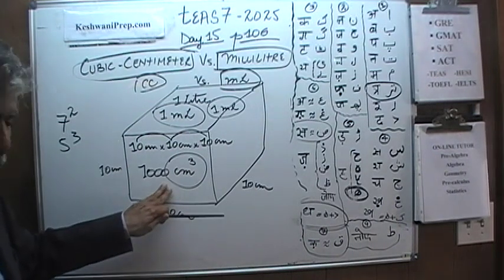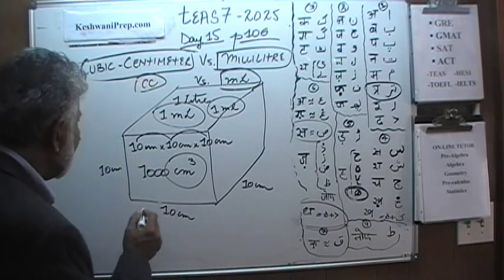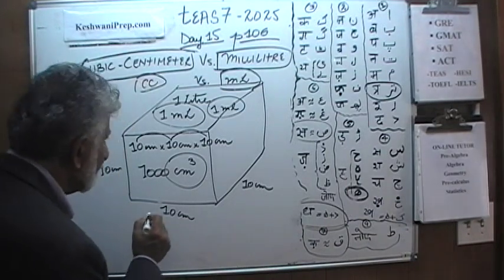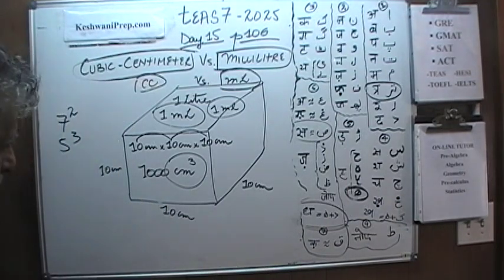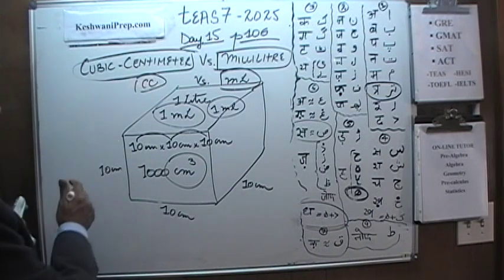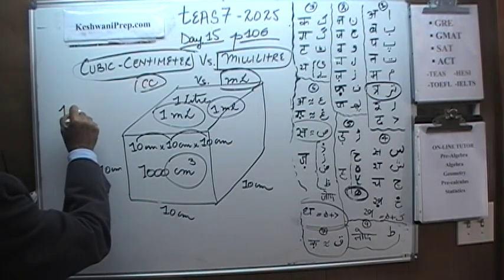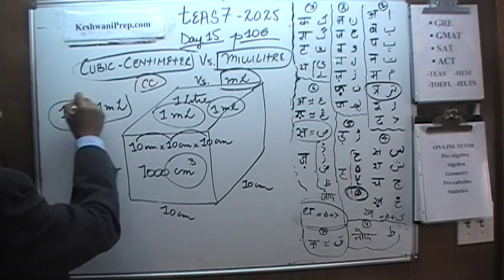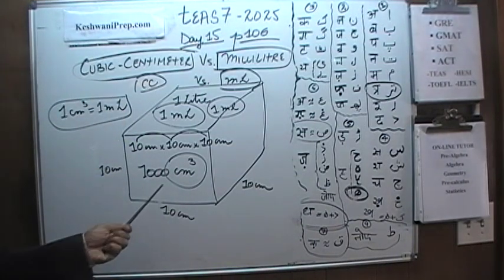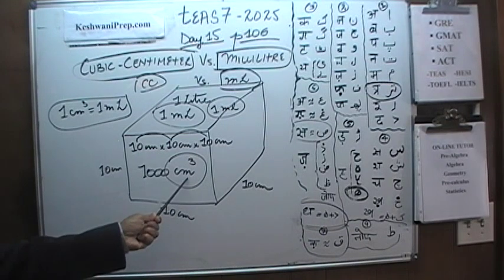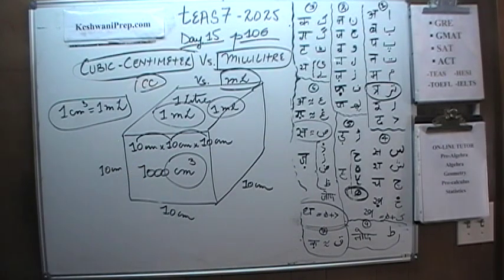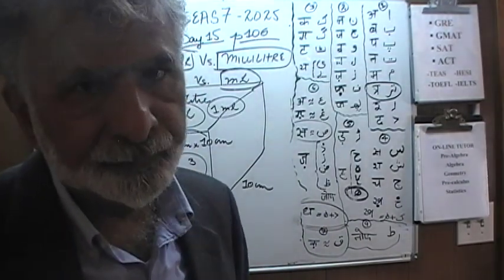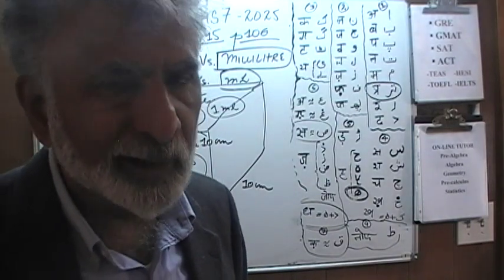And since this thing has a volume of 1000 cubic centimeter, therefore, 1 cubic centimeter must equal 1 milliliter. There we go. Because it has a volume of 1000 cubic centimeter and it holds 1000 milliliter of liquid. Therefore, 1 cubic centimeter is 1 milliliter.